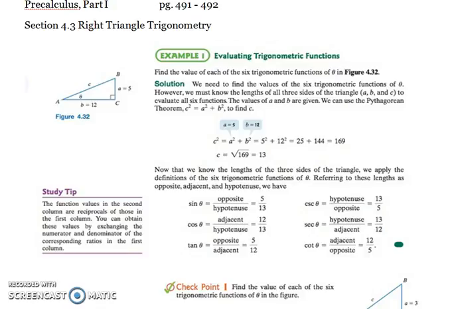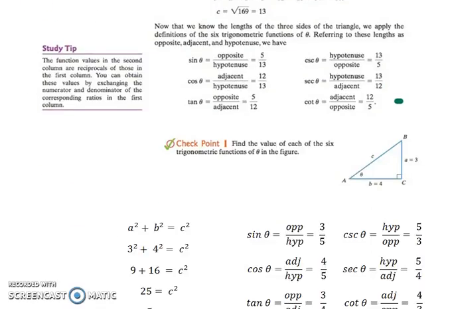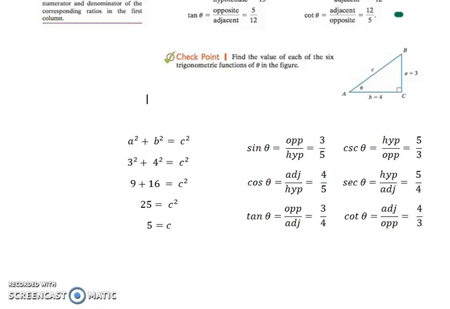Okay, so if we're going to do the checkpoint, it's all the same. They gave us one side was 3 and one side was 4. We're looking for the hypotenuse. So 3 squared plus 4 squared, 9 plus 16 is 25, which means C is 5. So your hypotenuse is 5. Here's the theta. That's the angle you're talking about. So the sine would be opposite, which is 3, over hypotenuse, which we said was 5. Cosecant is its reciprocal. Cosine would be adjacent, which is 4, over the hypotenuse, which is 5.